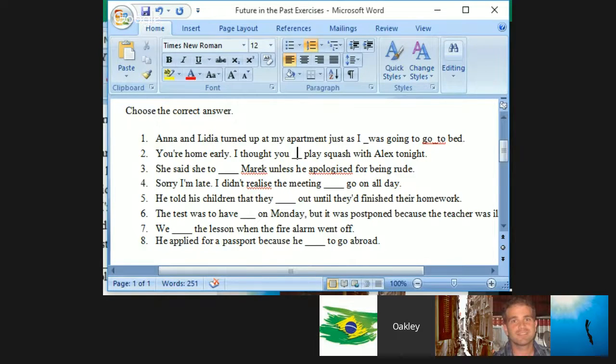You are home early. I thought you were going to play squash with Alex tonight. Okay. This seems like organizing a squash match would be something you planned. Yeah? So, okay. Very good. Yes, you got it. Right choice. We're going to. Exactly. All right. And this is future in the past. Good job. That's perfect.